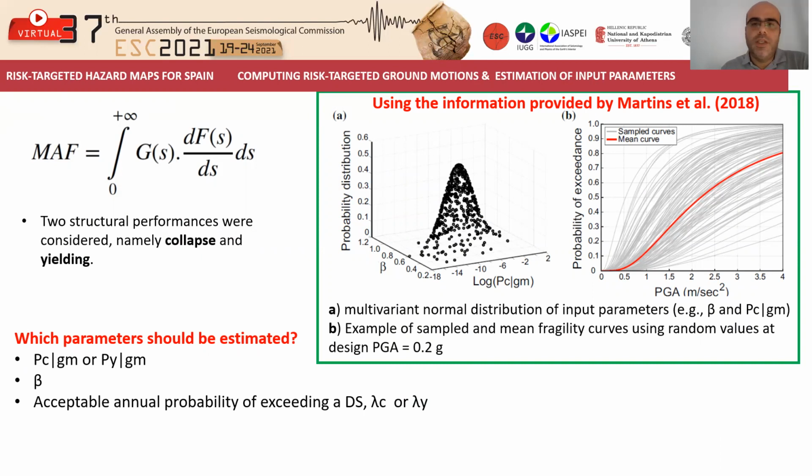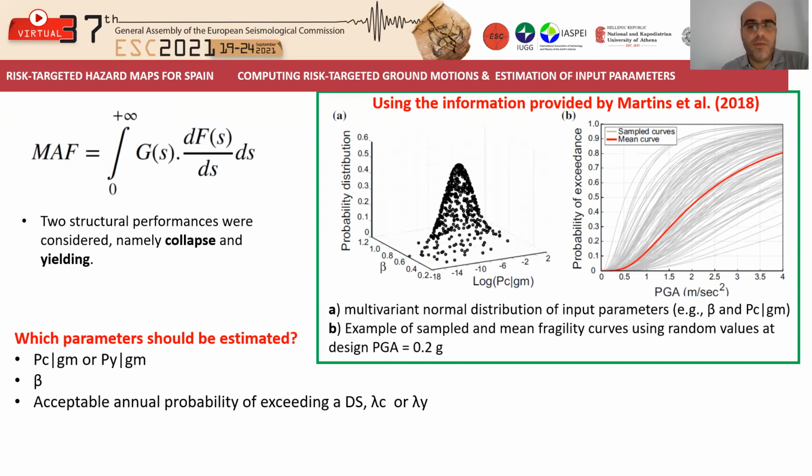As we said before, in this study, risk-targeted maps were developed based on an updated seismic hazard map of Spain. The annual risk was calculated by using the famous convolution product between seismic hazard and fragility functions. But the integration in this equation does not have a closed form solution. Therefore, an iterative process is required to calculate risk-targeted design ground motions.